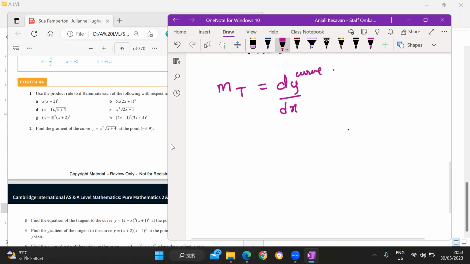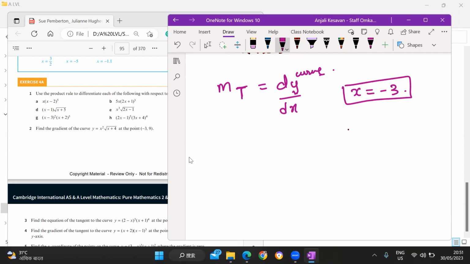Yeah. And also we need to find the... see, obviously derivative is going to give you the expression for the gradient, but if you want to find the value, then what do you need? You need the value of x. Do you have value of x in the solution? Yes, x is equal to -3. Okay, so derivative is nothing but the gradient function.